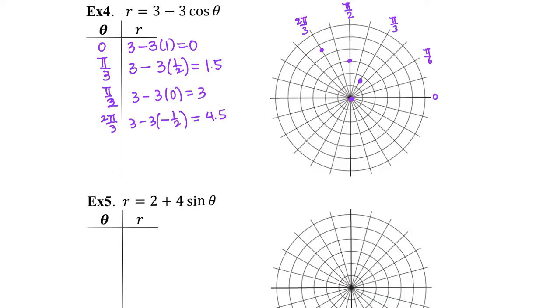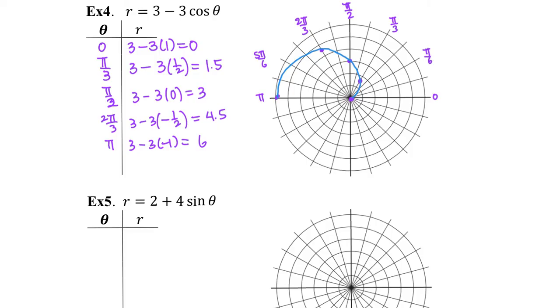Okay, let's see. 5 pi over 6. I'm going to skip it because of that root 3 over 2 situation. Go to pi. 3 plus 3 is 6. So at pi, 1, 2, 3, 4, 5, 6. Now again, remember this is half of my graph, but I know it's symmetric across theta equals 0. I'm going to go ahead and sketch this in, and that's just because I don't want to lose the order on my points.